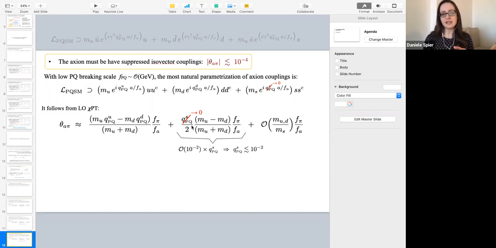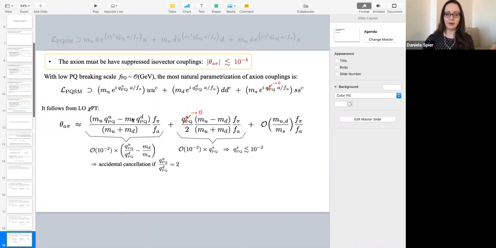It's not as ridiculous because I'm already setting the charm PQ charge to 0. So it's not an enormous stretch from what I'm already doing anyways. So I don't have to worry about this because I don't have a PQ charge for the strange quark. Now I have to worry about this term. The generic size of this contribution that comes from the PQ charge of the up and down quark is also at the level of 10 to the minus 2, so it's large for generic values of up and down PQ charges.